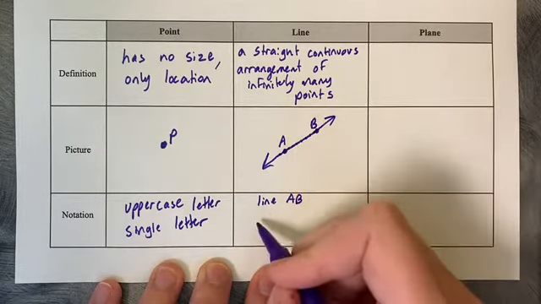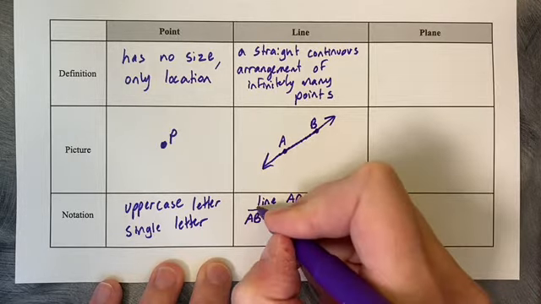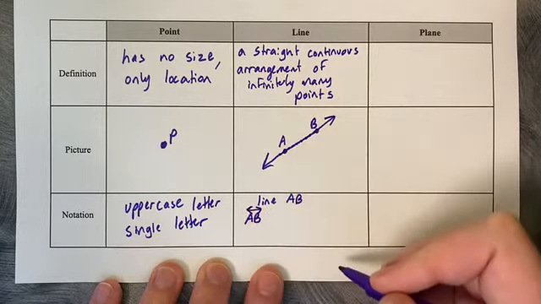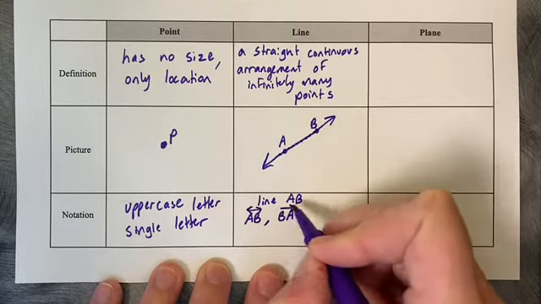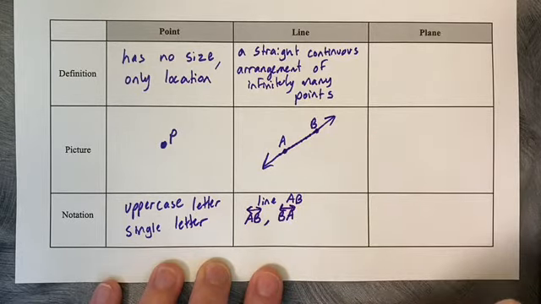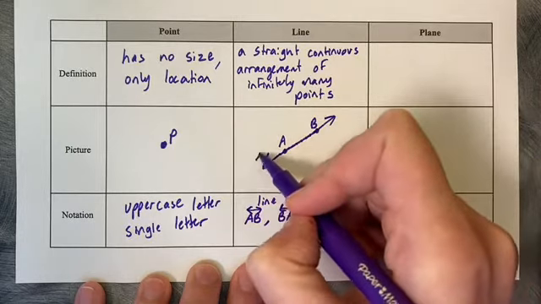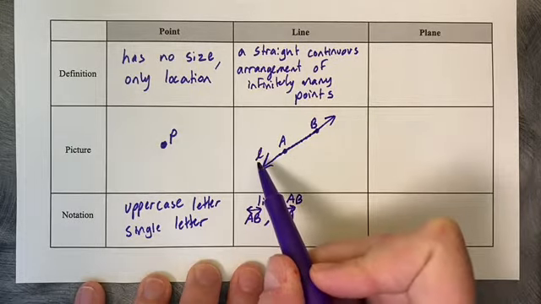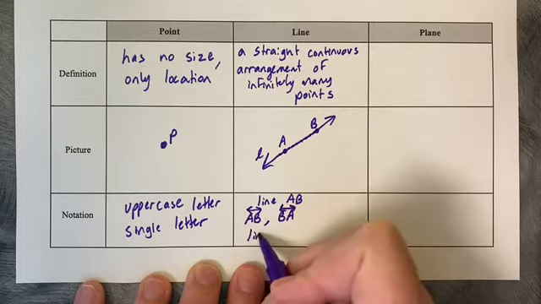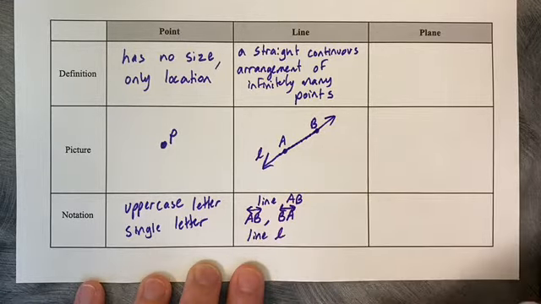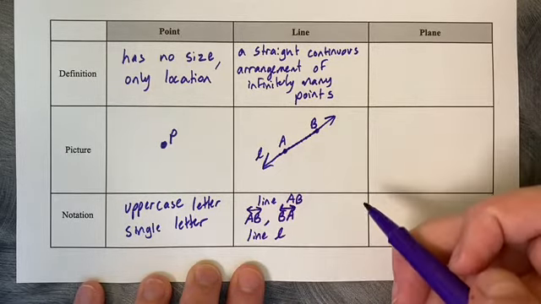A second way is to use the uppercase letters AB and then put the symbol for a line on the top of it. You could go the other direction, BA, with the line symbol on the top. And then finally, sometimes they will put a cursive letter at the end of the line, like this one, cursive L, and they would call this line L. You can use only one single letter if it's a cursive letter that represents the whole line.